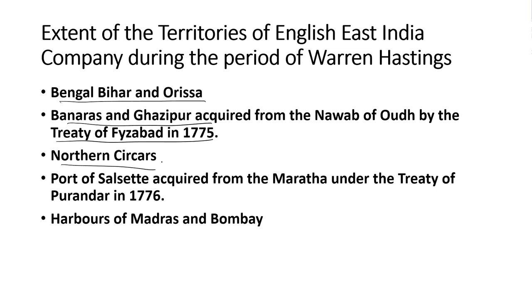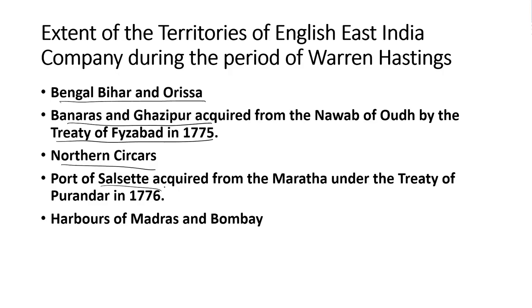Northern Sarkars, they got during the course of the Second Carnatic War. Salsette, they acquired from the Marathas through the Treaty of Purandar in 1776. Then they had already been well established in Madras and Bombay harbors.